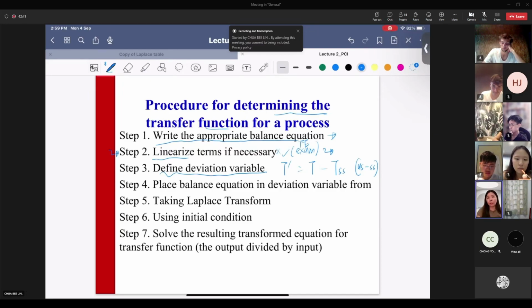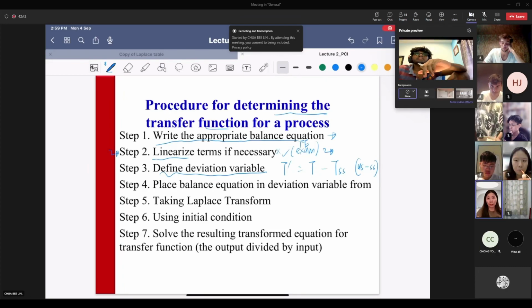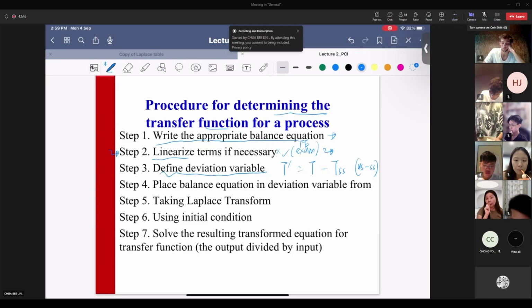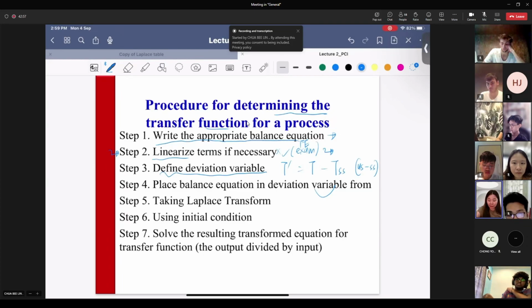For example, if the composition of the inlet is constant, then the inlet composition will have no deviation because these two will be the same. Only if the value of T during unsteady state and the T during steady state are different will you have the deviation variable. If these two are the same, meaning during steady state or unsteady state the value remains unchanged, then there is no deviation variable. So step 3 is to define the deviation variable.